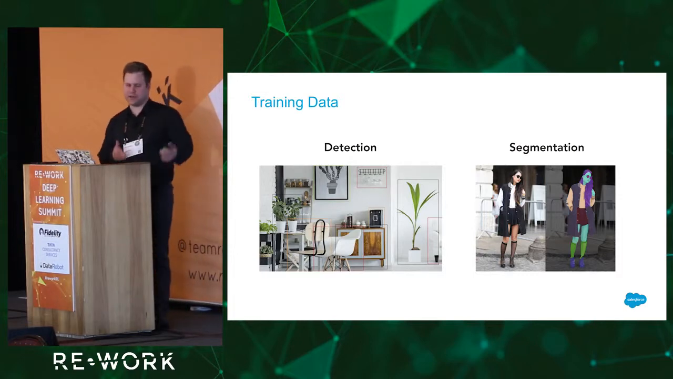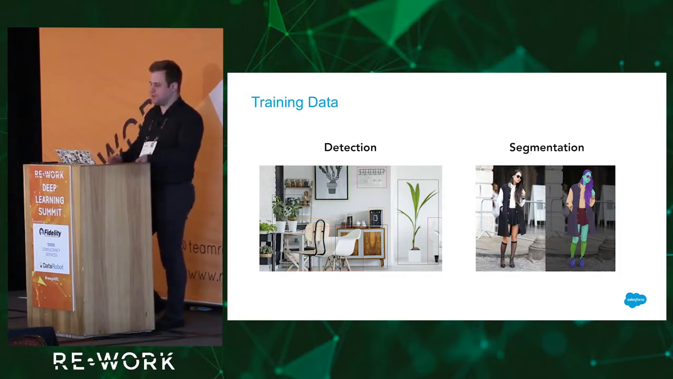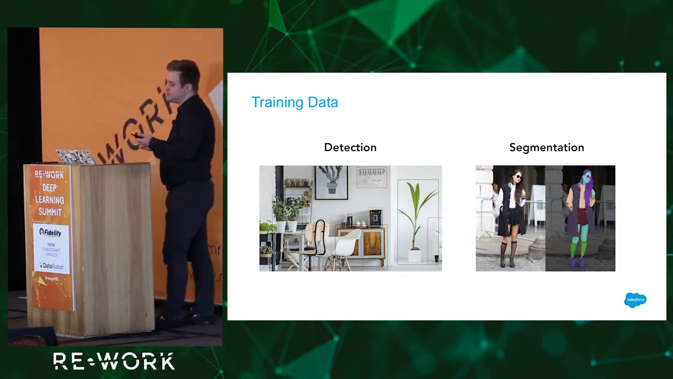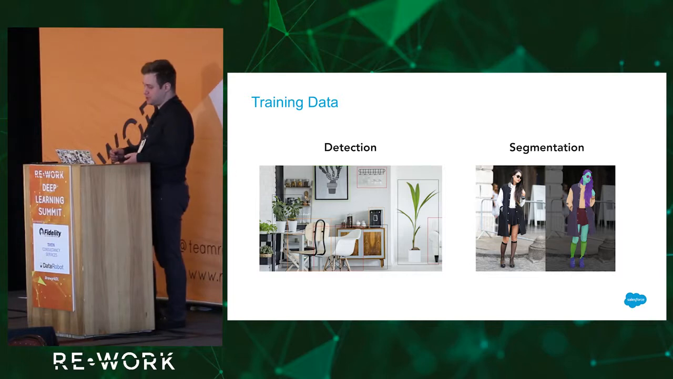But where do you get the data to train on? This is always the most important question, right? How do you get your training data? For specific domain problems like fashion parsing, we can't just use off-the-shelf technology, off-the-shelf benchmarks.